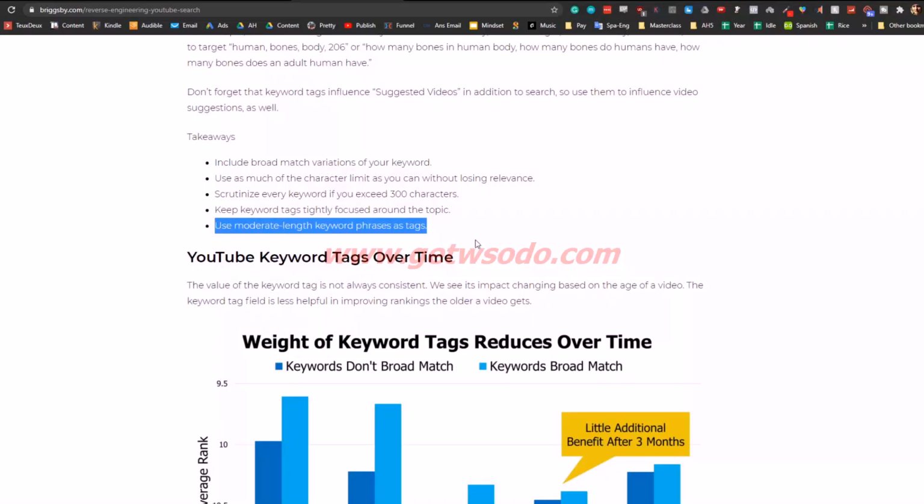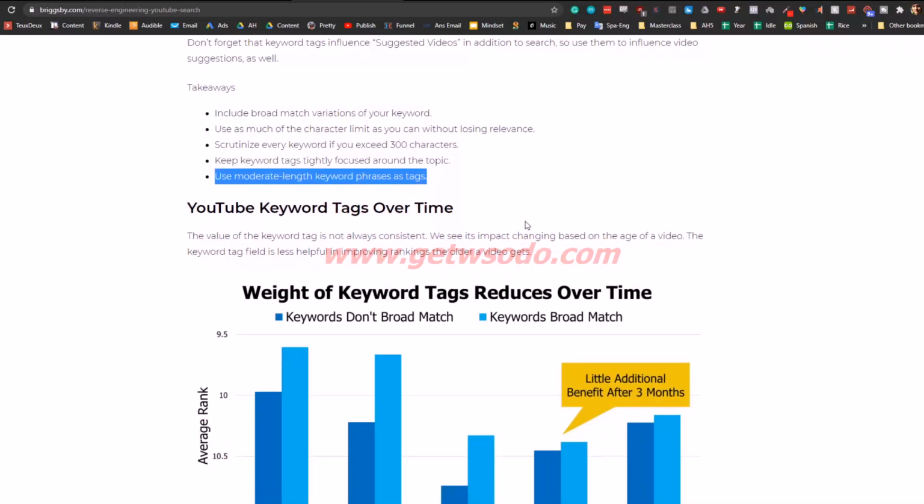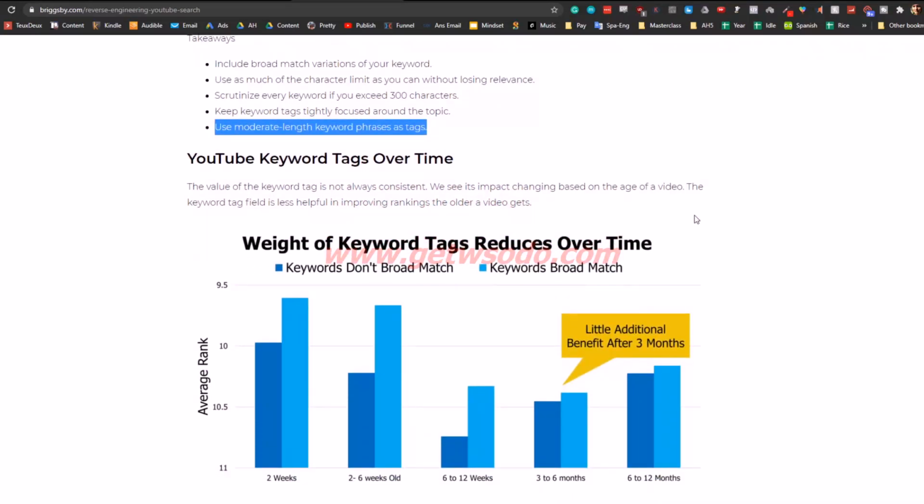So obviously, "make money on YouTube without making videos" is a really long keyword phrase, but I would say it's a moderate length keyword, because that's just the nature of the keyword. So you can always have that.